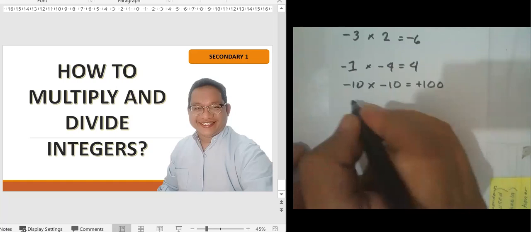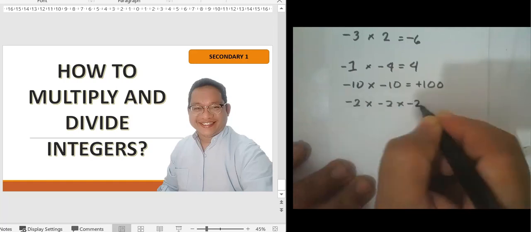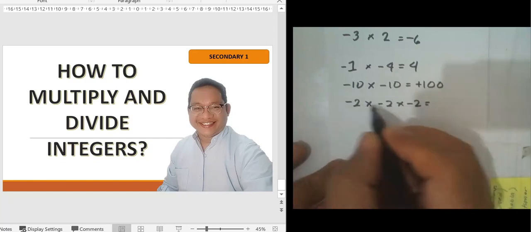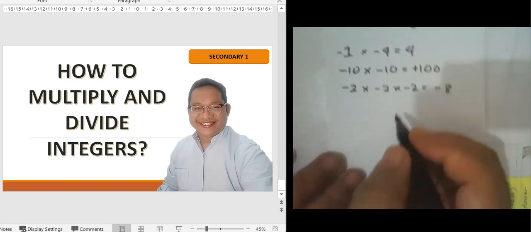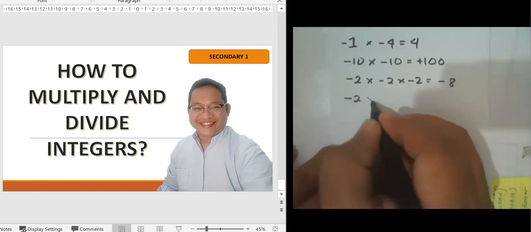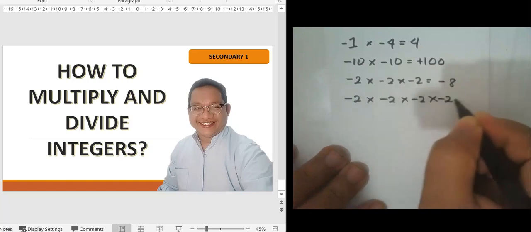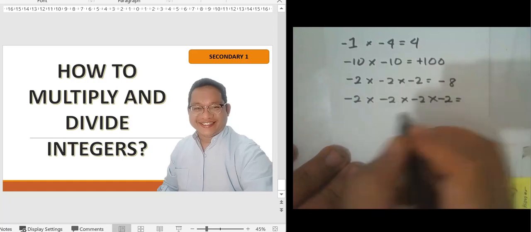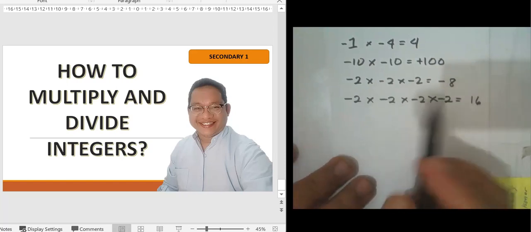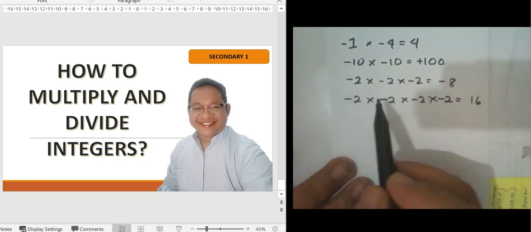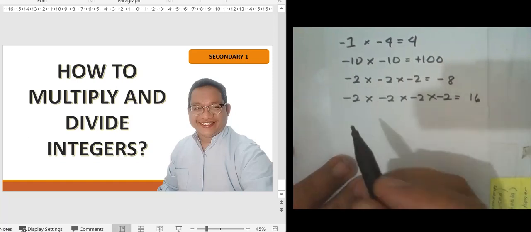So what about if I have -2 times -2 times -2? Of course, -2 times -2 is 4, times -2 is -8. So what about if I have -2 times -2 times -2 times -2? That is actually equal to -8 times -2, which is +16. All right. Again, negative times negative is positive, times negative is negative, times negative is positive.